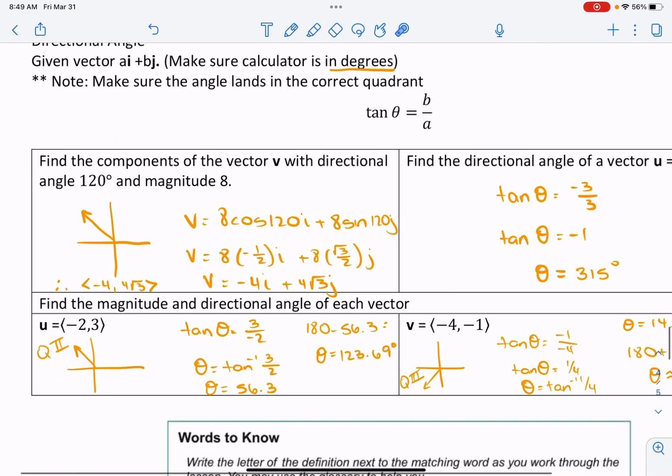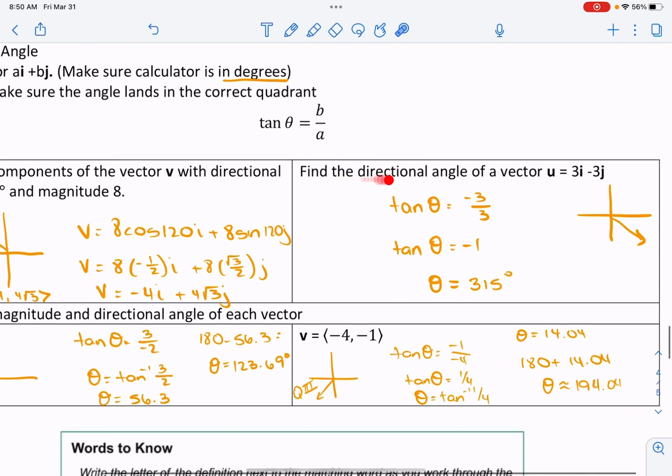So notice here, find the component vector with the directional angle of 120 and magnitude 8. So notice they're asking for the vector. And here I don't have the points, but I do have the magnitude and the directional angle. So 8 cosine of 120 i plus 8 sine of 120 j. We know cosine of 120 is negative a half. Sine of 120 is square root of 3 over 2, and we work it out.